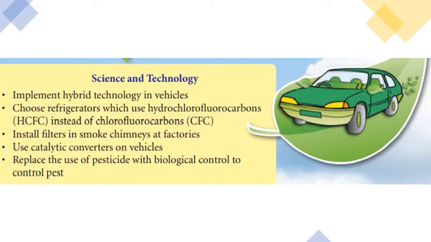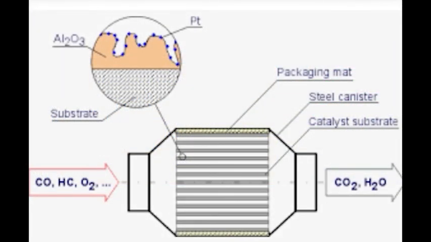One way to reduce the air pollution caused by motor vehicle is to install catalytic converters on vehicles. A catalytic converter is a simple device that reduces the pollutants emitted from vehicles. It converts the harmful pollutants produced from the car engine into less harmful gases.